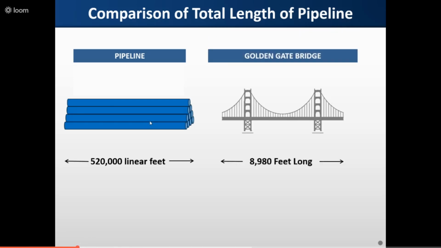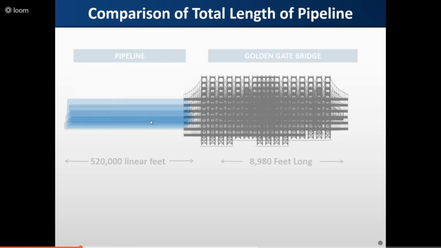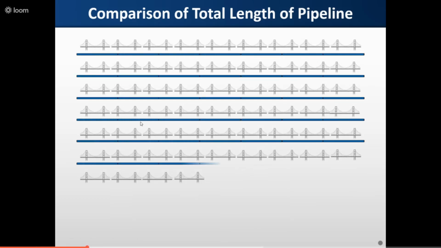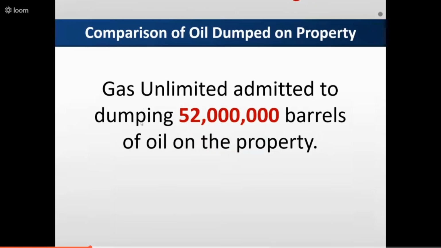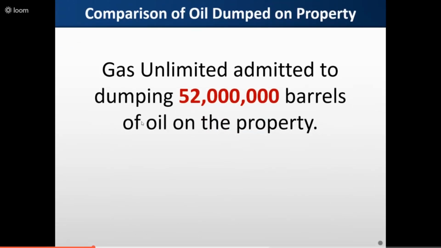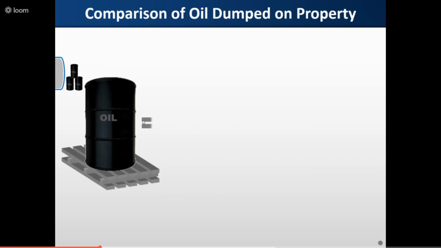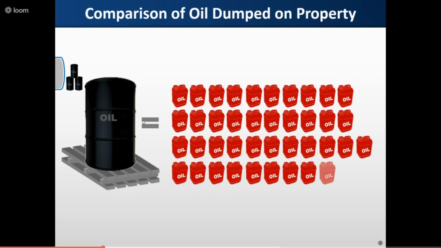Here we actually use the idea of the Golden Gate Bridge and wanted to show how many Golden Gate Bridges this length of pipe was, just to really show what exactly we're talking about. In this case, there was some dumping of oil onto a property. And again, they wanted to show how much oil was being dumped.